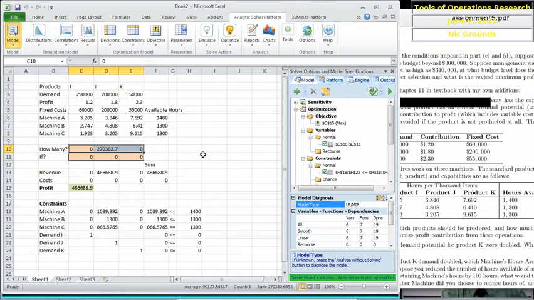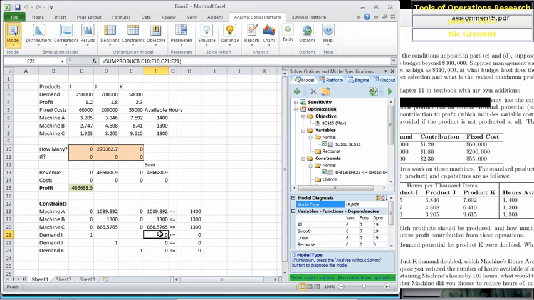Okay. So in this case, it says it found a solution. All constraints and optimality are obeyed or are adhered to. And what it actually found was it's only suitable, okay, to make product J, although it looks like we're making too many, so something's gone awry.